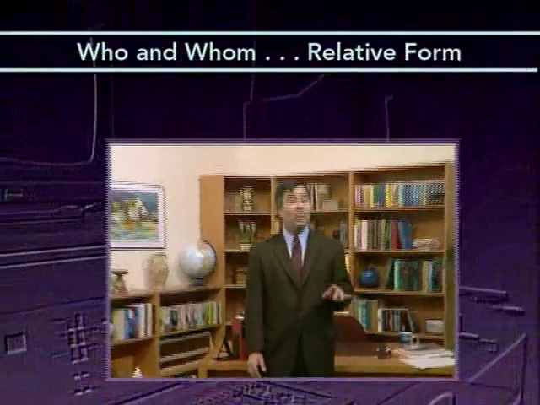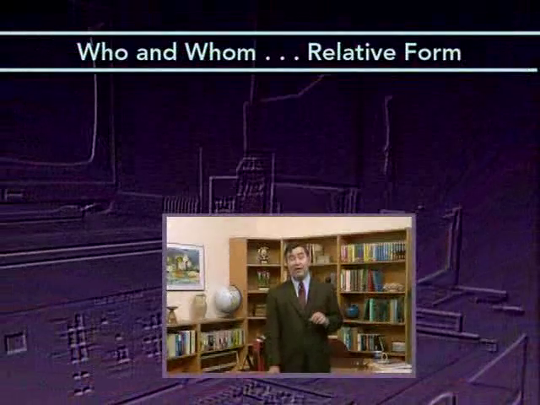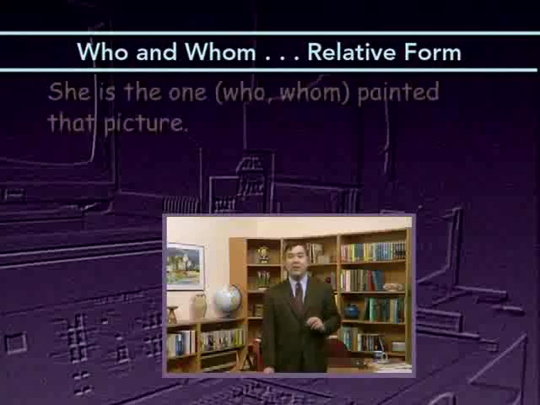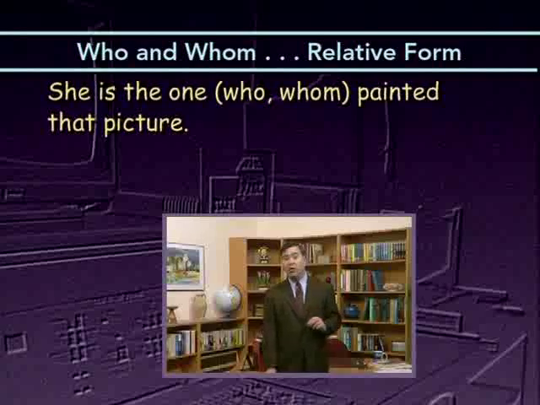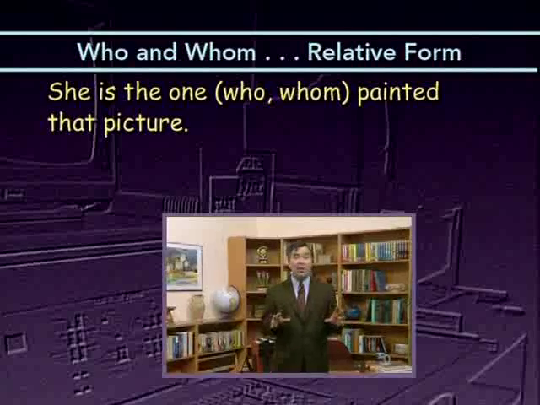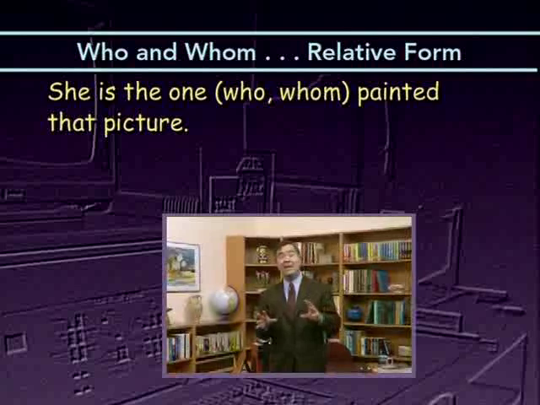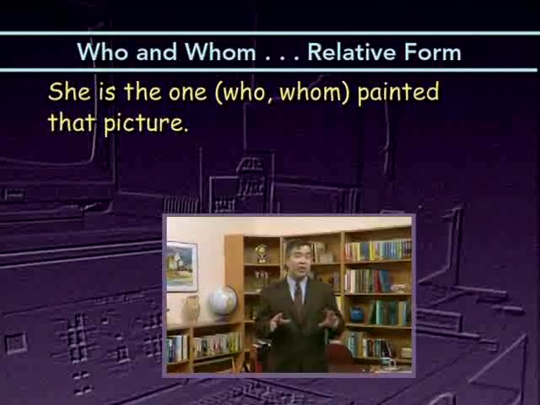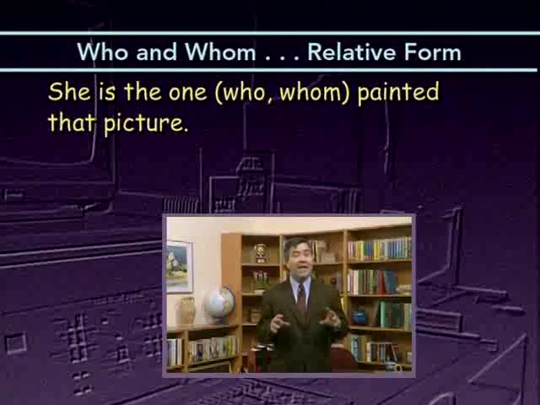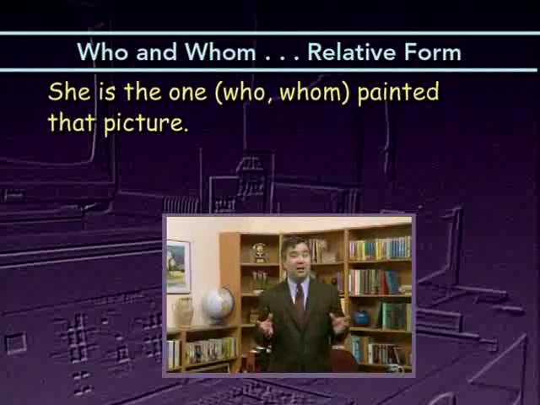Now let's look at a couple of sentences in which who or whom is being used as a relative pronoun. In other words, to introduce a subordinate clause. Here's the first one. She is the one who or whom painted that picture. Now here, who or whom is being used as a relative pronoun to introduce the subordinate clause, who or whom painted that picture. In order to determine which pronoun is correct, again, look for the verb and then ask who or what is the subject of that verb.